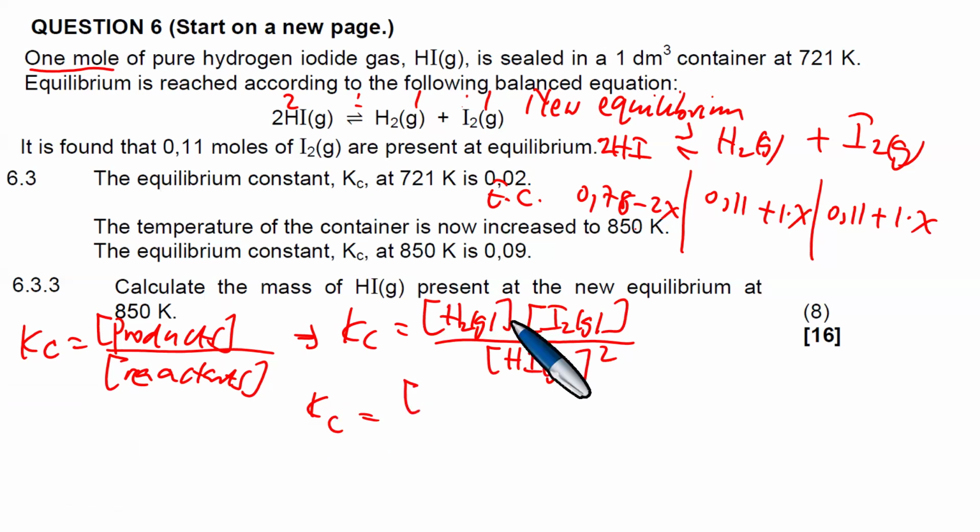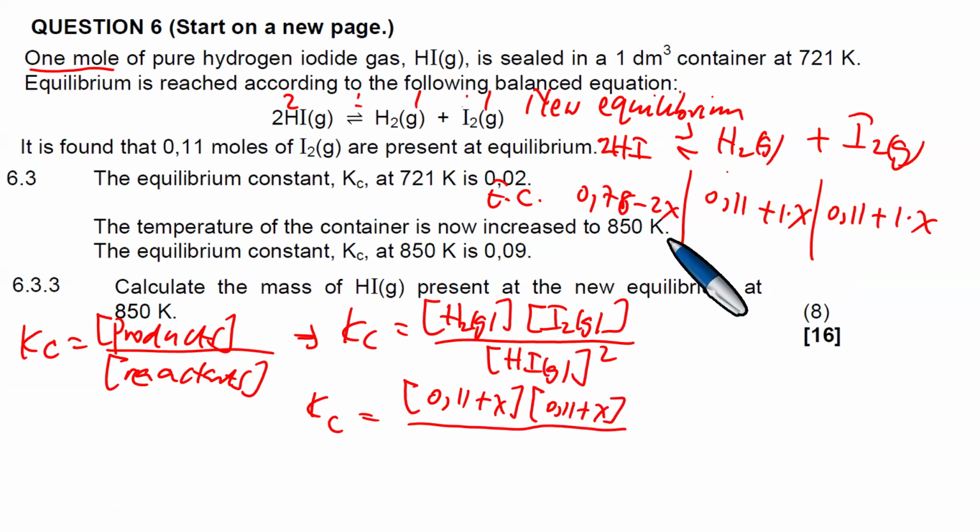Okay, what is the hydrogen iodide? So this one here is 0.11 plus X, 0.11 plus X. We divide everything by the hydrogen. Yeah, this is hydrogen and iodine. And then the hydrogen iodide, this one is 0.78 minus 2X. We square it. Why do we square it? Well, we square it because of the two here. Okay, we're good. Now let's see what else we're getting. Right, so we're good, and we get this one.